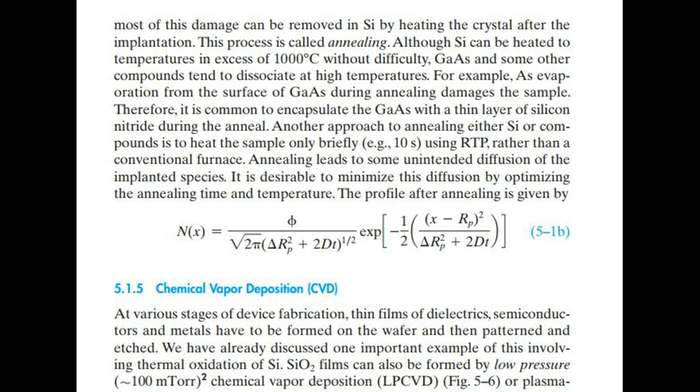Although silicon can be heated to temperatures in excess of 1000 degrees Celsius without difficulty, gallium arsenide and some other compounds tend to dissociate at high temperatures. For example, As evaporation from the surface of gallium arsenide during annealing damages the sample. Therefore, it is common to encapsulate the gallium arsenide with a thin layer of silicon nitride during the anneal. Another approach to annealing either Si or compounds is to heat the sample only briefly, for example, 10 s, using rapid thermal processing, rather than a conventional furnace.